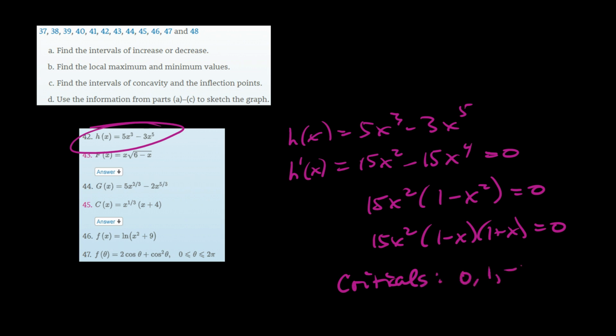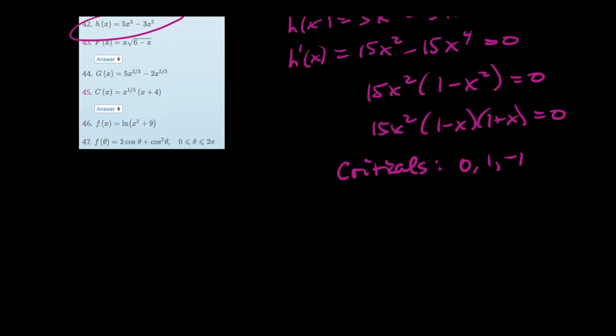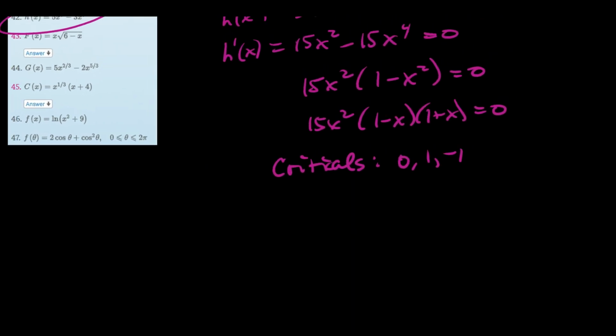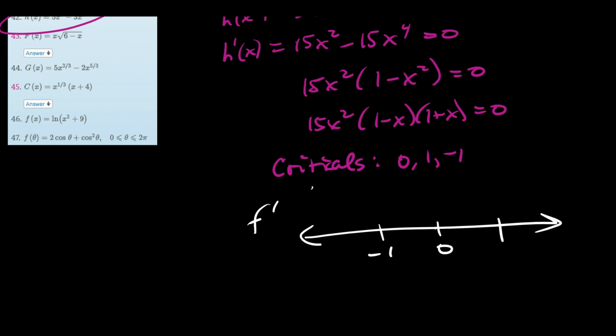0, 1, and -1. So notice that around the 0, there's an even degree to it. So our sign chart is going to be affected by that. So here we go. We go -1, and then 0, and then 1. So this is the F prime sign chart. So all these up here are going to be the sign, positive or negative, of the first derivative. So you can plug in test points if you want.